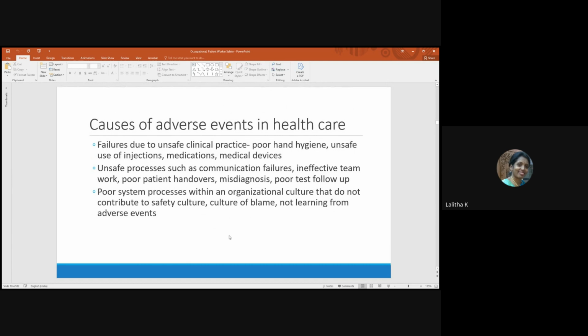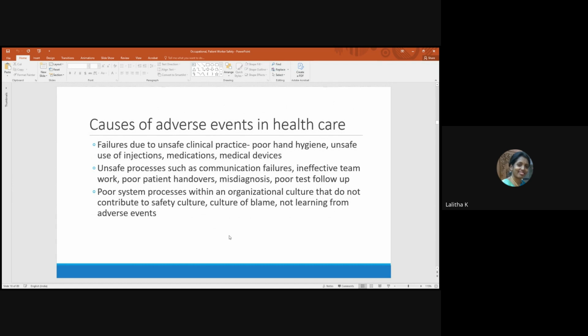Now, what are the causes of adverse events which can happen in healthcare? One is failure due to unsafe clinical practice. We may not follow hygiene practice, or there may be unsafe use of injections, or wrong use of medications and medical devices. And unsafe processes such as communication failures and ineffective teamwork. That is, there is no coordination within the team, and poor patient handovers. I think you would have observed they hand over patients from the OT to the wards.